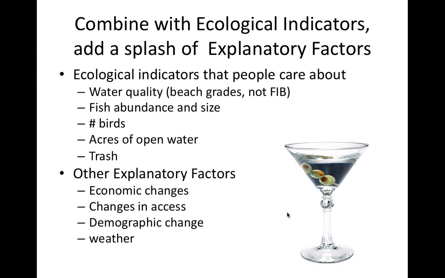And then in addition, we have to be able to measure other explanatory factors, things that could have changed the value or the economic use that really didn't have anything to do with our policy. Things like changes in the economy. Change in the cost of travel may say a lot about why ecosystem use is changing. Changes in access. Was the road closed? Was the beach closed? Demographic change. People's preferences for ecosystem services and how they use the ecosystems may change with demographic changes.